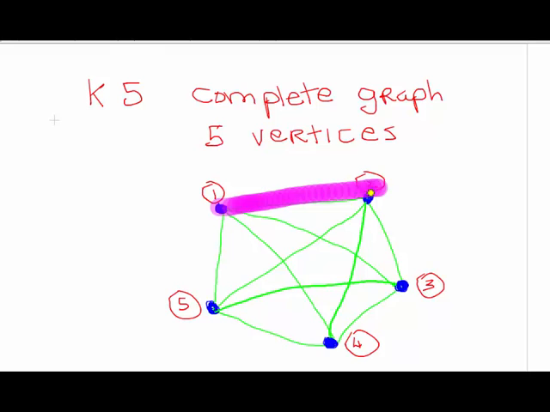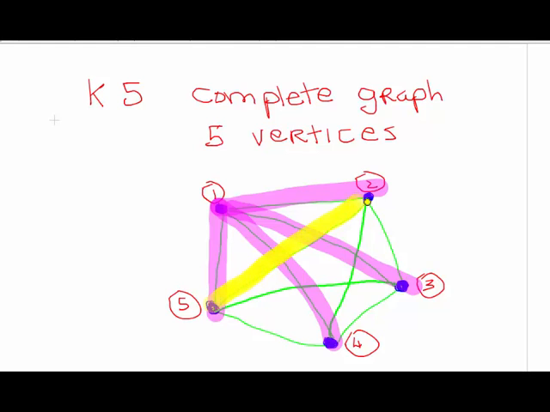So 1 is connected to 2 by that edge, 3 by that edge, 4 by that edge, and 5 by that edge. And similarly, 2 is connected to 1, which we already showed, 5 by that edge, 4 by that edge, and 3 by that edge. So each pair of vertices has an edge connecting it. That's the idea of a complete graph.